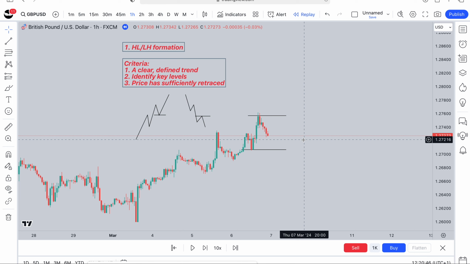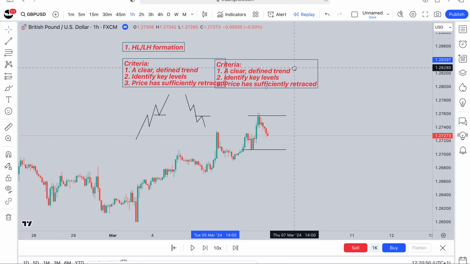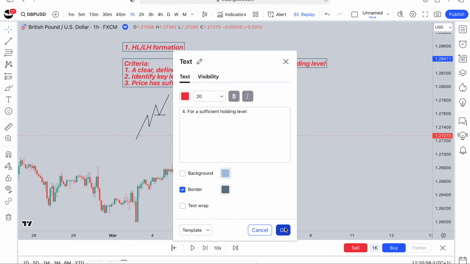Okay, price is sufficiently retraced. Okay, cool. Now the next step is you are going to look for a sufficient holding level. And what do I mean by a holding level? Simply a level that is holding.